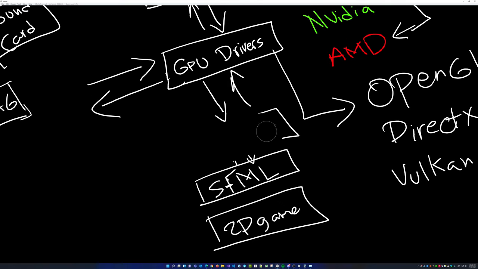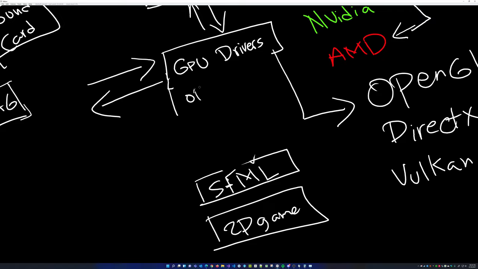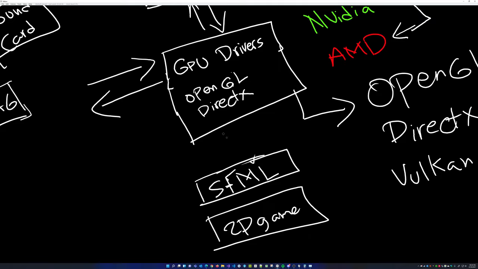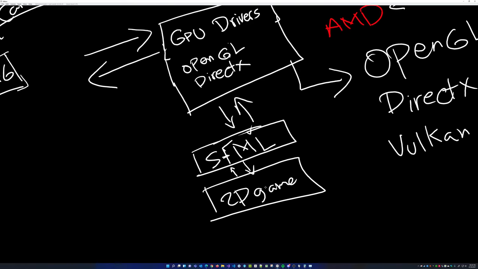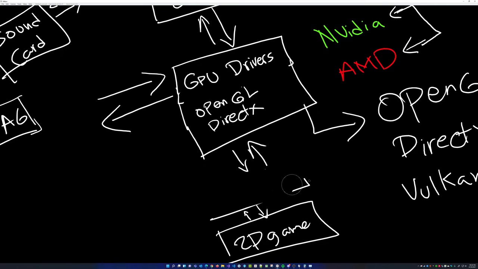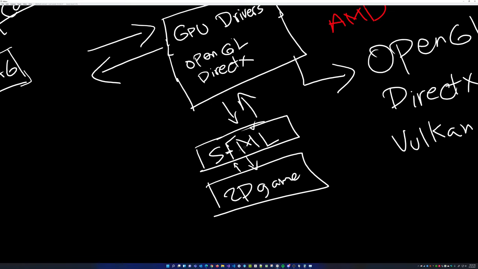So you know what, let's do this. Graphics driver, OpenGL, DirectX. So these are all graphic APIs inside the driver. And SFML uses OpenGL, so these are communicating between each other. And your game is communicating with SFML. You're using SFML to make your game, right? So we can skip SFML altogether and jump into OpenGL directly. That's a lot harder. So we're going to do that later, way down the line. As a beginner, you want to rely on something like SFML.